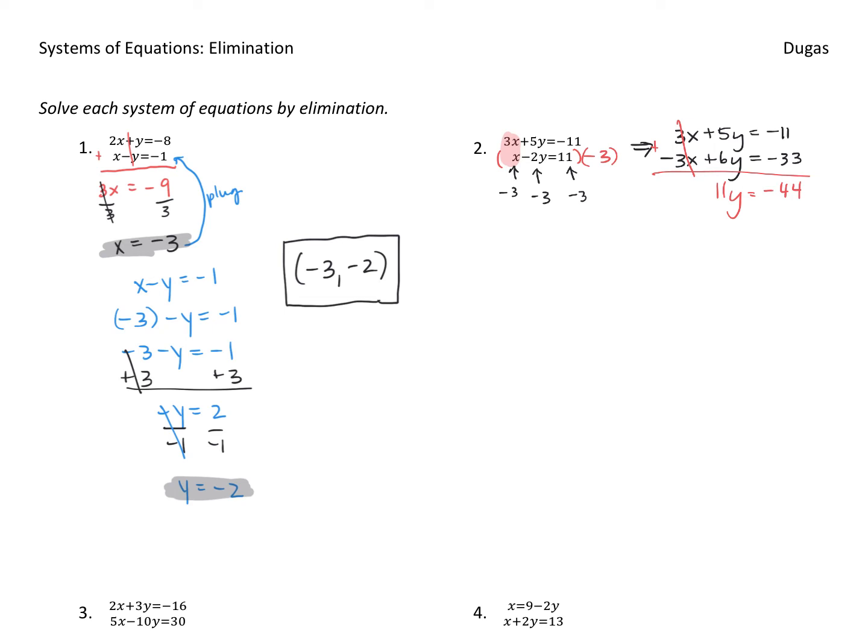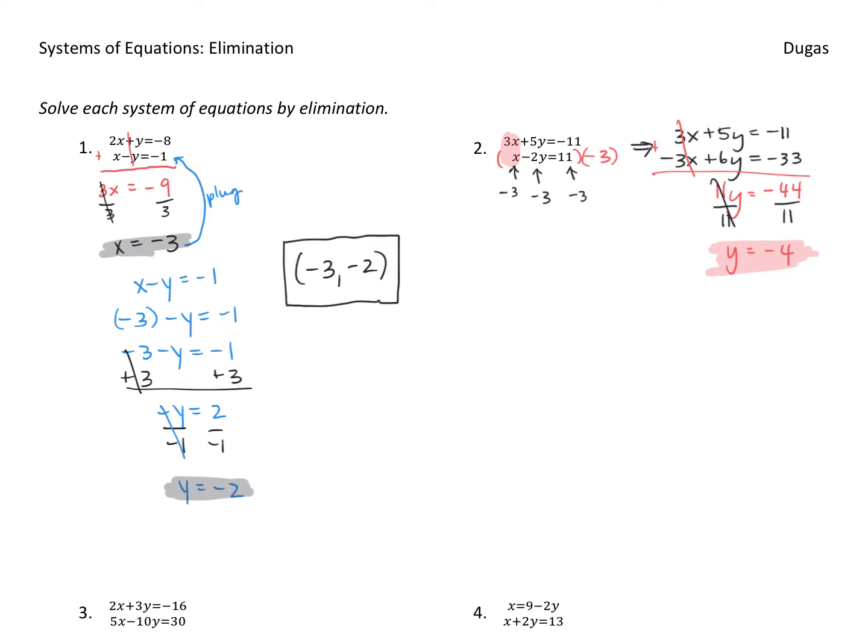So now to solve for the y, we divide by 11. We get y equals -44 divided by 11 is -4. So that's great. Remember, this isn't our solution. It's just one part of our solution. But I'm going to highlight it so I remember I have my y.